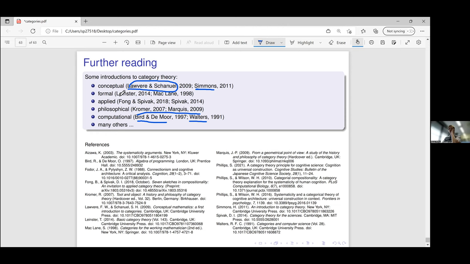If you're more mathematically oriented, then Lawvere's is a good place to start. Mac Lane is the general reference, the so-called Bible of category theory, but you really need a lot of maths background to appreciate it. So unless you have done a maths degree, I wouldn't really recommend it. But for applications, Fong and Spivak.